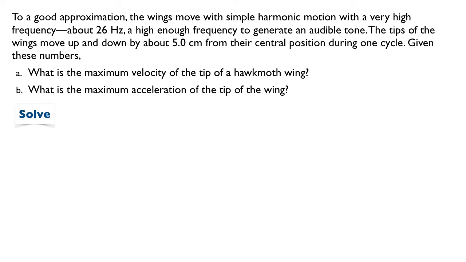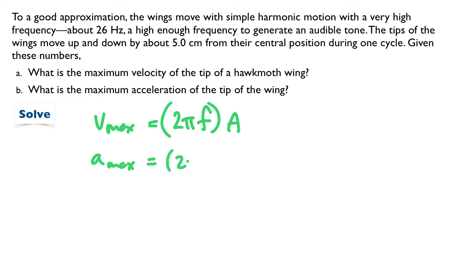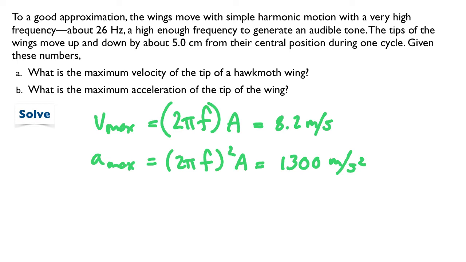The maximum velocity, Vmax, is equal to 2 pi times f times the amplitude. Amax is equal to 2 pi times the frequency, squared, times the amplitude. And if we calculate both those numbers, what we get is a maximum velocity of 8.2 meters per second and a maximum acceleration of 1,300 meters per second squared.